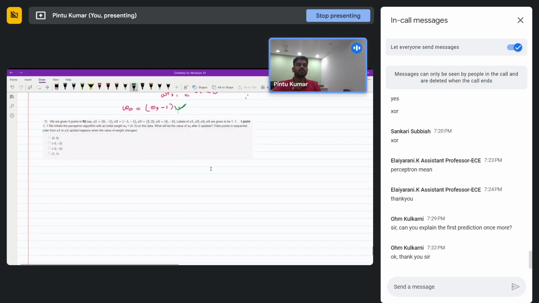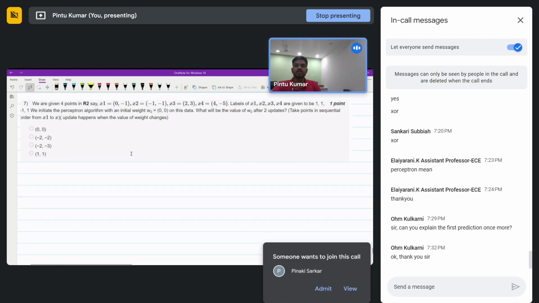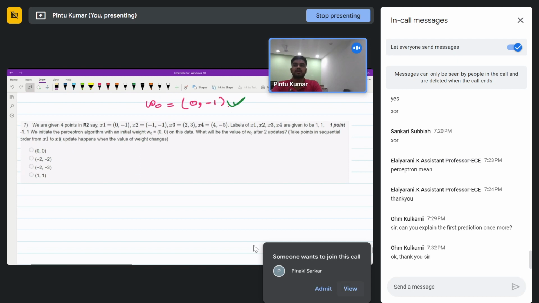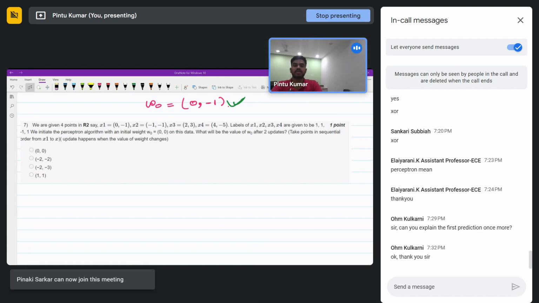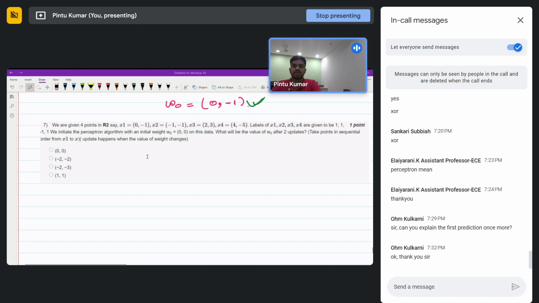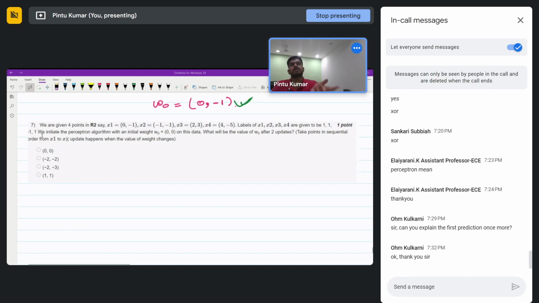There is one more very similar question. I want you guys to try. I'll give you 4-5 minutes. I'm not sure whether any option matches over here or not, but you can give it a try. There is a slight change in this question: the labels are different. This is 1, 1, -1, 1 compared to -1, -1 over there. You can tell me what would be the value of W naught after 2 updates, if 2 updates are possible. You can take 5 minutes and answer this.